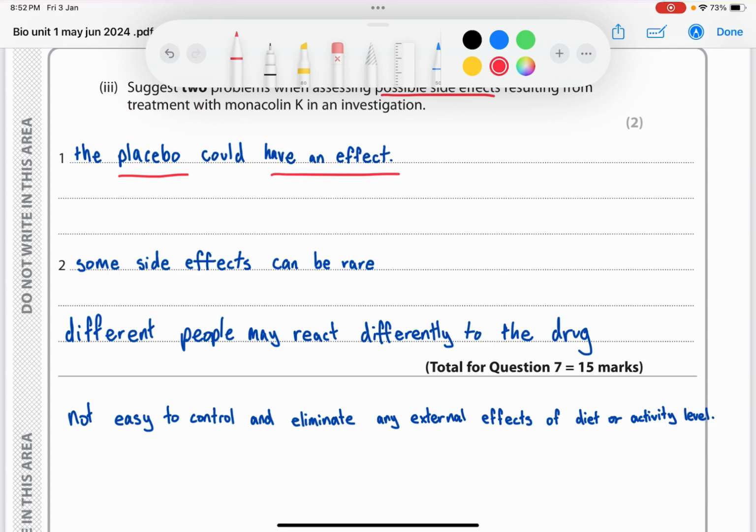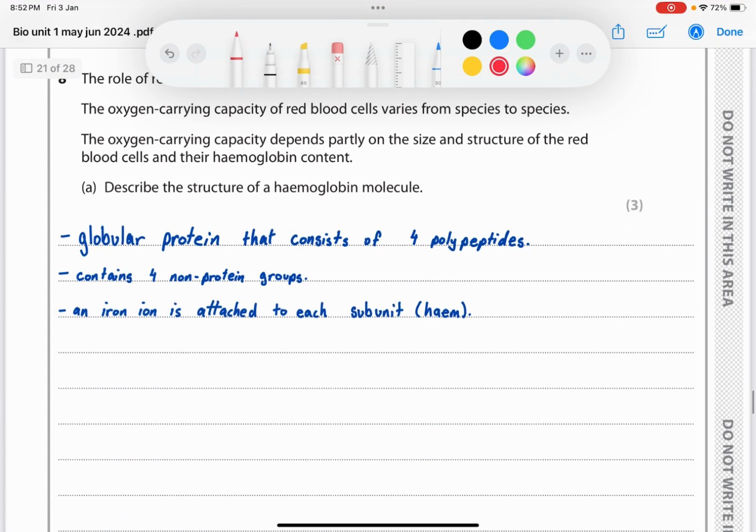And lastly, it is not easy to control and eliminate any external factors, for example, like their diet or activity levels. So sometimes the side effects that they feel are not due to the substance or medicine that they're taking, but can also be due to the change in external factors like diet or activity level.